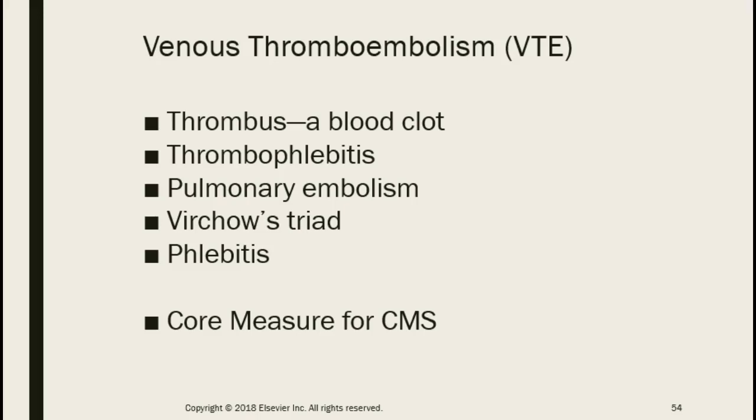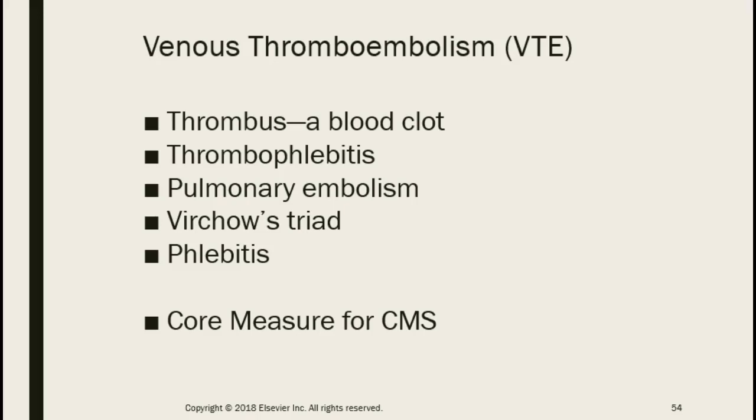When you begin working, or if you are working in a hospital right now, you will be aware that there's a lot of focus put on preventing venous thromboembolisms, or VTEs. So this can include DVTs as well as PEs. A thrombus is actually a blood clot. The thrombophlebitis is inflammation of the vessel resulting from the thrombus. PE is a pulmonary embolism, so that's essentially a clot in the lungs.